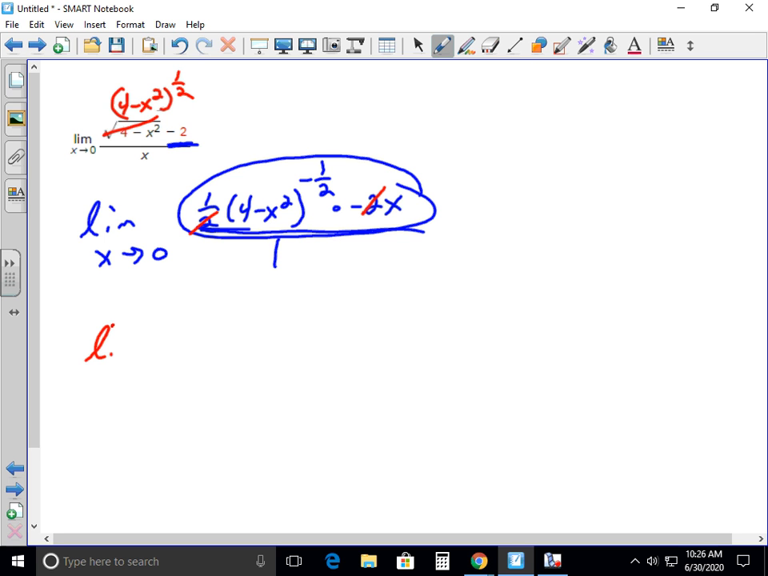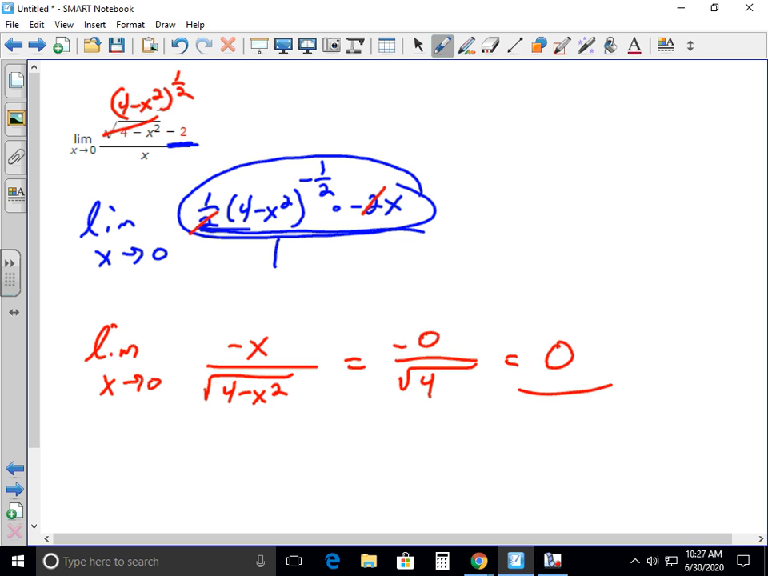If we rewrite this, we're left with a negative x on top. We can call that the square root of 4 minus x squared on bottom. Negative exponent makes us go to the bottom, to the 1/2 means the square root. Now if we substitute in a 0, we get negative 0 on top, the square root of 4 on bottom. 0 over 2 is 0. So our limit actually comes out to be 0.